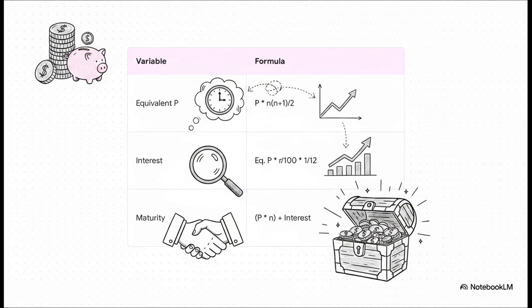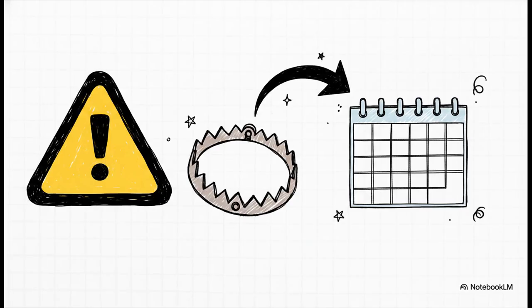Finally, we have the maturity value, or MV. This is the big payout at the end of the term. It's simply the total cash you deposited, so your monthly deposit multiplied by n months, plus that beautiful interest the bank is paying you.